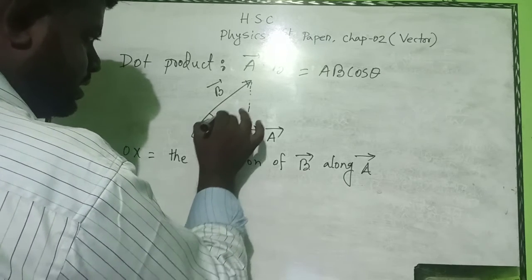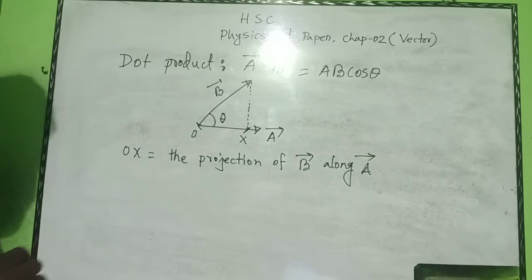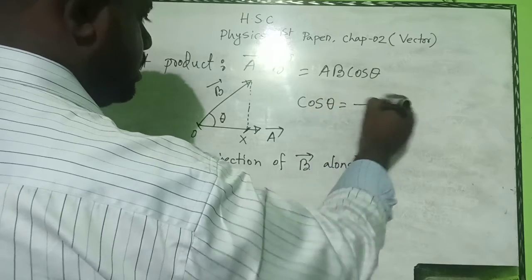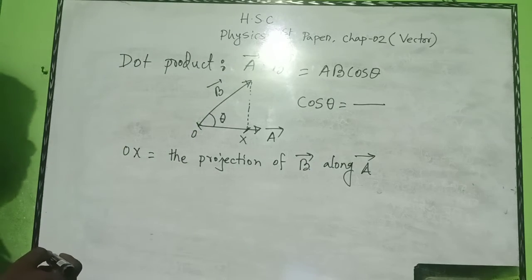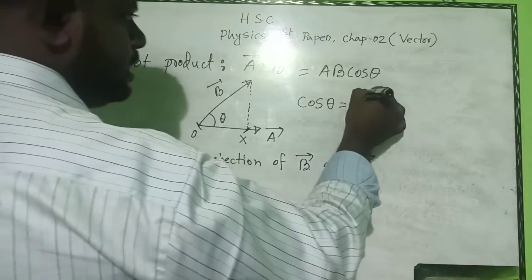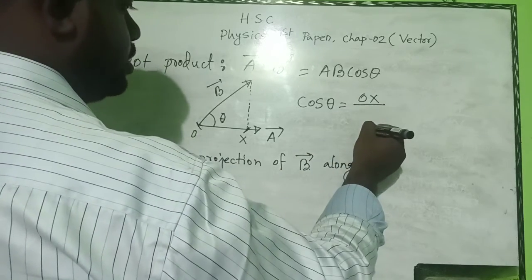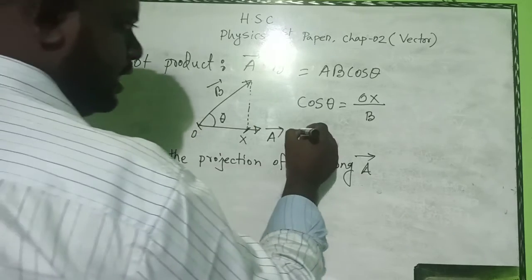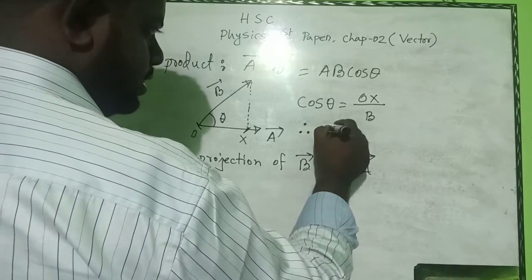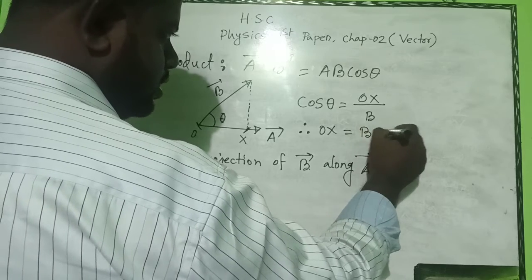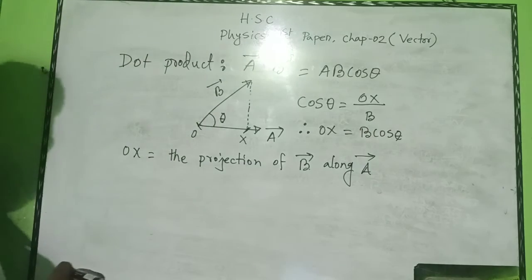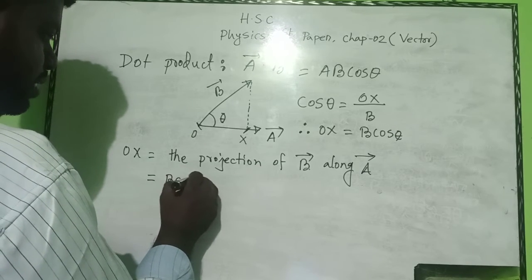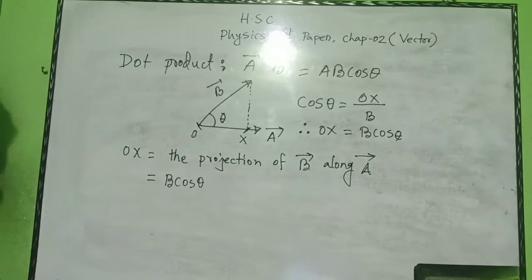If this angle is theta, take cos theta, that is base divided by hypotenuse. Here base is OX and hypotenuse is the magnitude of B vector. So I get OX equals B cos theta. So this is nothing but B cos theta.